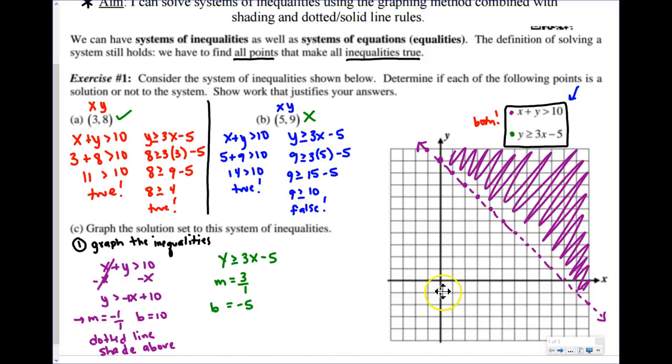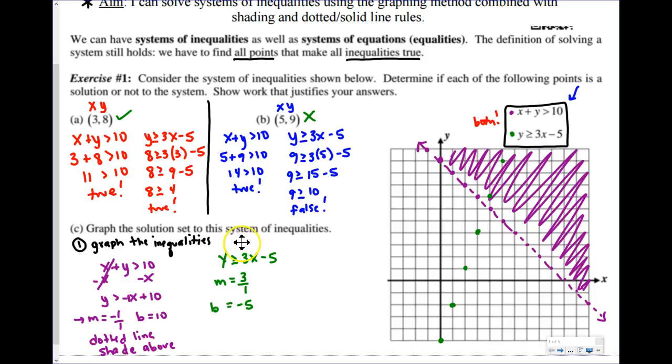So b is negative 5, so I count down to 5, which is right here. That's the y-intercept. And then I'm going to go up 3 over 1. And it's positive, so I'm going to go up and to the right. Up 3 over 1, up 3 over 1, up 3 over 1, up 3 over 1. And I'm making, oh, I messed up, sorry.